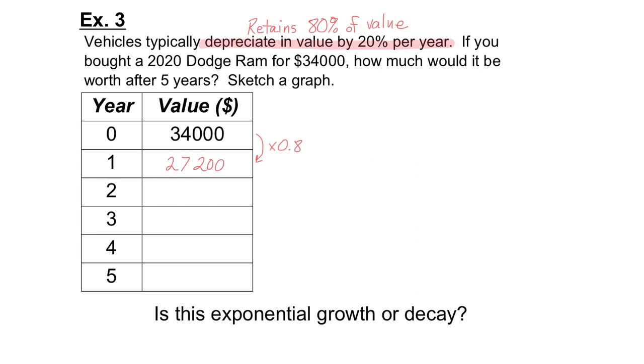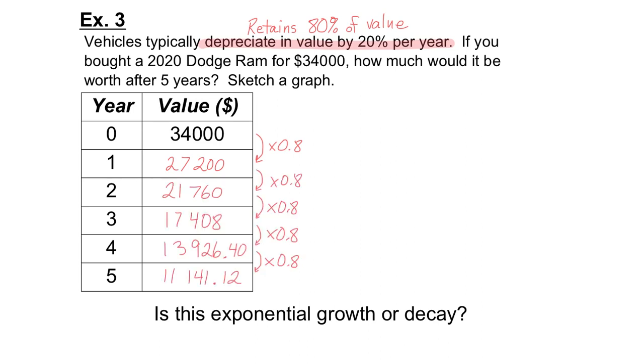If you need help getting started, look at it this way. If the value is depreciating by 20% per year, that means it's retaining 80% of its value from the previous year. 80% of 34,000 is 34,000 times 0.8, which gets you 27,200. So, if you're starting with a value of 34,000 and it depreciates by 20%, that means the value is now 27,200 1 year later. And you can keep that pattern going for the rest of the years.